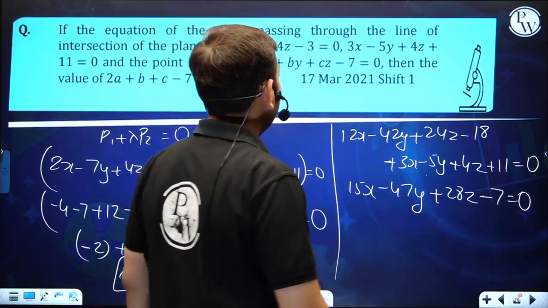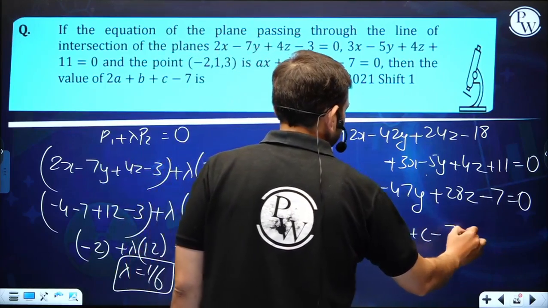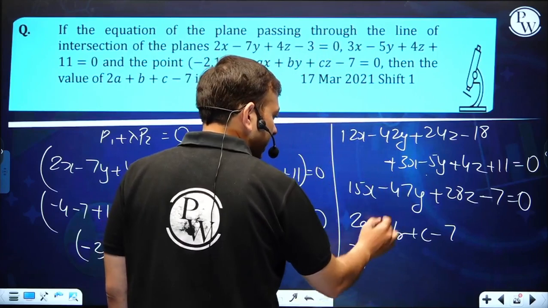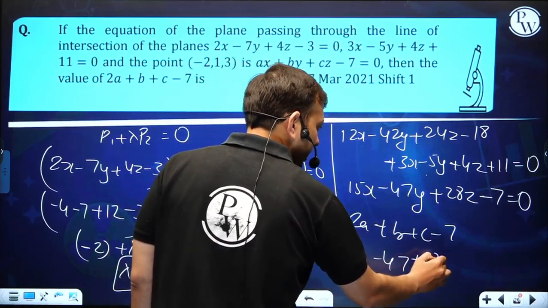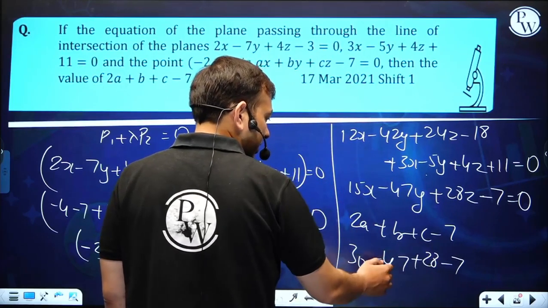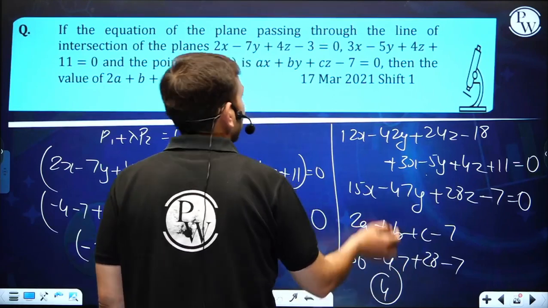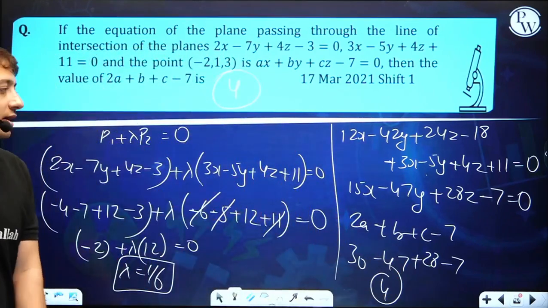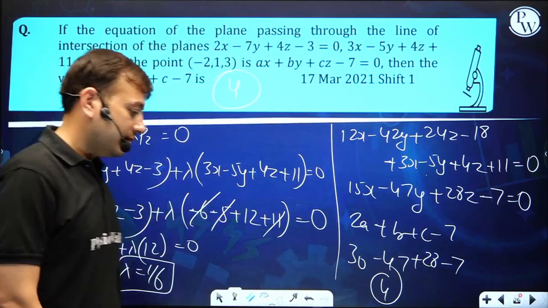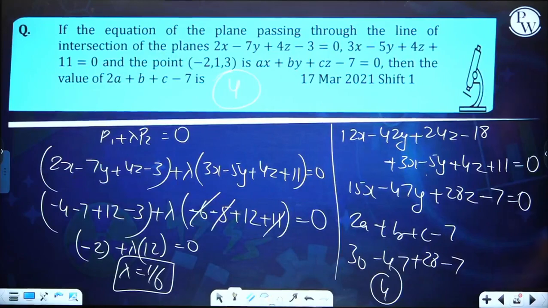So if you compare both, 2a plus b plus c minus 7 equals, they are asking. So a is 15, so 30 minus 47 plus 28 minus 7. So 58, and this is 47 plus 7. 30 plus 28 is 58, 51, so 4. So the answer will become 4, like this. What was there, sir? A simple JEE problem came in this way, nothing else. A simple JEE problem. Okay, clear?